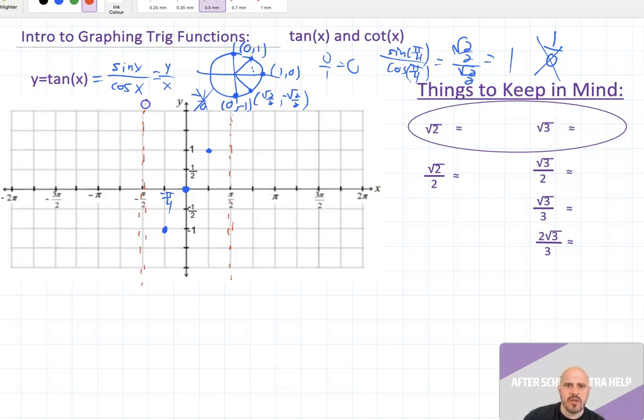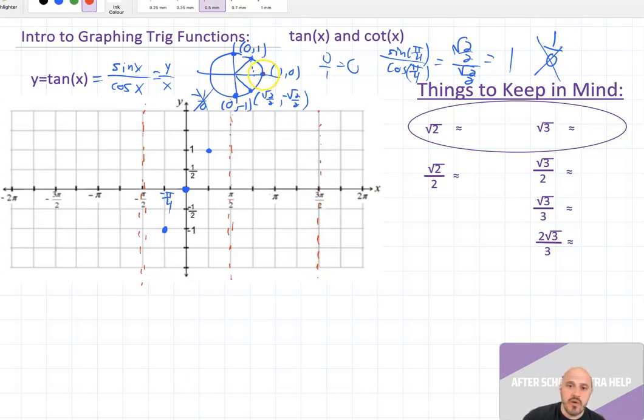And maybe let's do all our vertical asymptotes. Well, pi over 2 was a vertical asymptote. If I go from pi over 2 to 3 pi over 2, right over here, what's happening? I just did that. I got a vertical asymptote, but now I'm going in this direction. It's still negative 1 divided by 0, so I have a vertical asymptote.